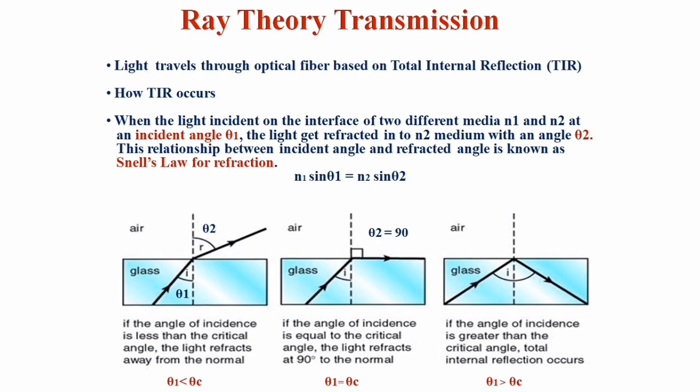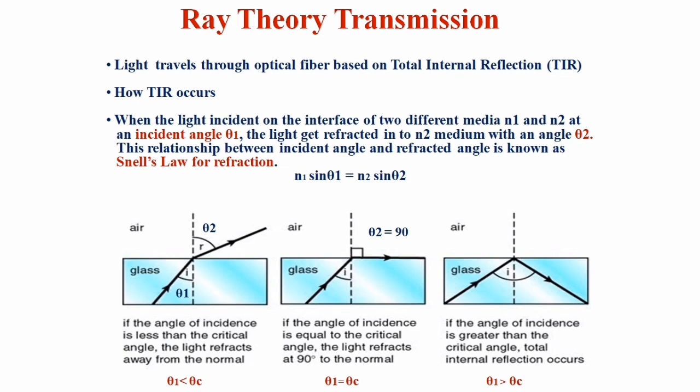This is called the critical angle. The critical angle is nothing but the angle at which the light travels only along the interface of two different media. The third diagram shows that when the incident angle is slightly more than the critical angle, the complete light is reflected internally back into the same medium. So it is called total internal reflection. Therefore, total internal reflection occurs only when the incident angle is greater than the critical angle.